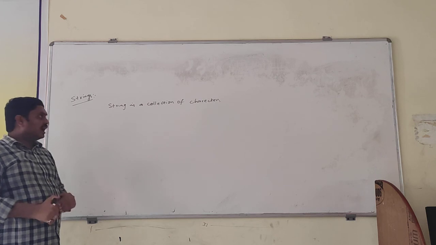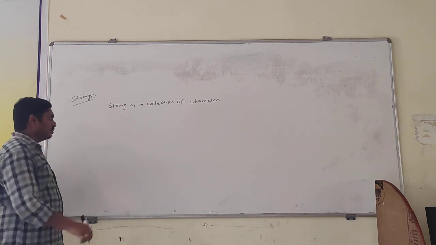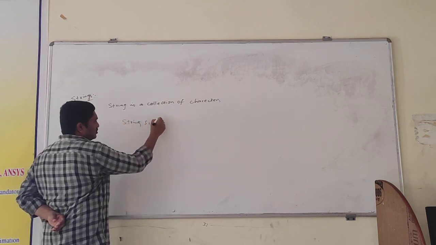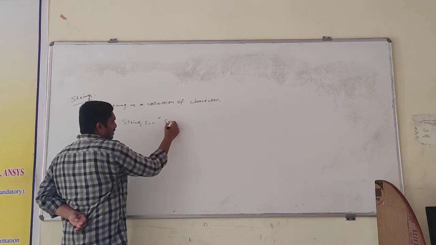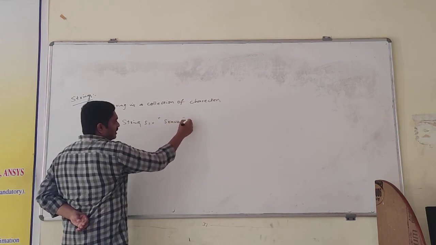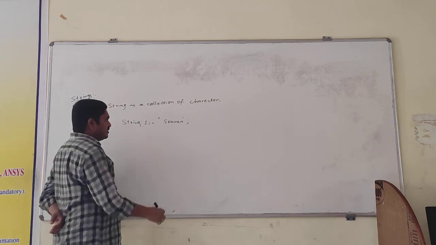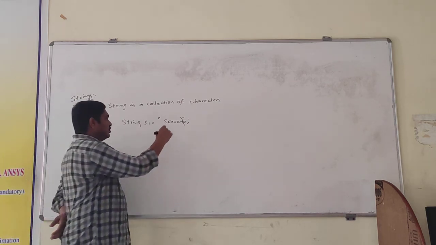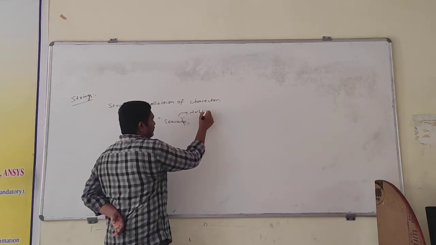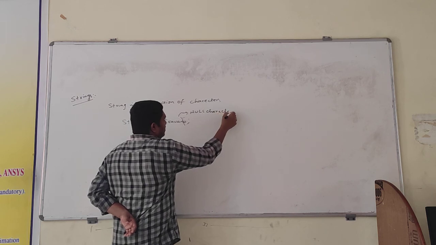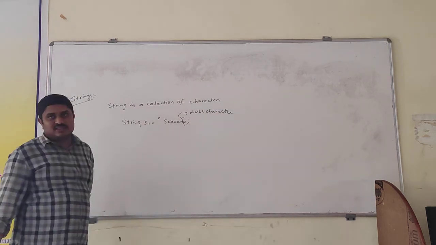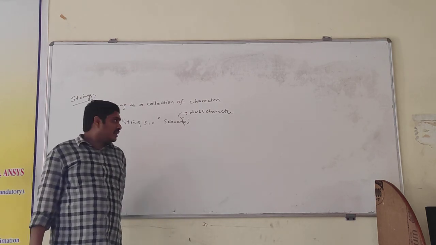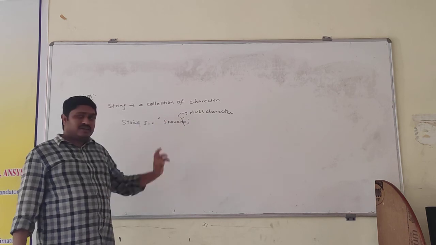In C language, all strings must be enclosed within double quotes. For example, a string S1 equals, for example, "my name, Shravan". And every string must end with \0. This \0 is a null character. It tells the compiler this is the end of the string.